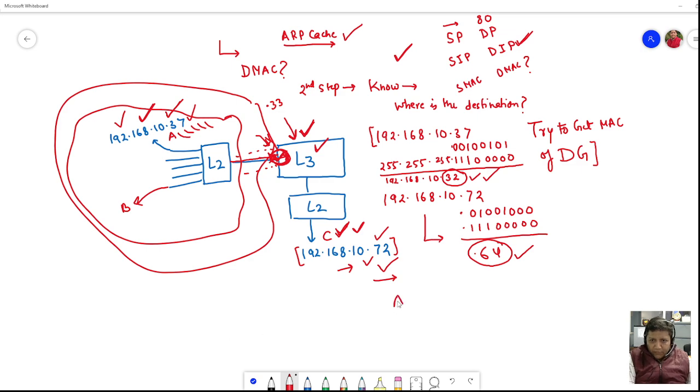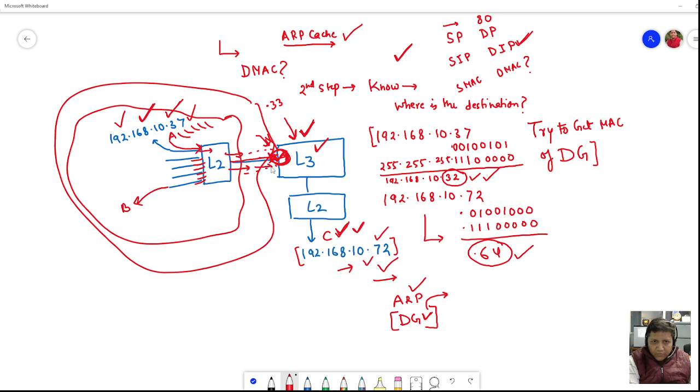Do the ARP request. The ARP request will be sent here. The destination in question will be the default gateway IP address. Tell me the MAC address of the default gateway IP address. That will be the question in the ARP request. So the ARP request will reach L2. L2 has to forward it because it's an ARP broadcast. L2 will forward it to this side also.